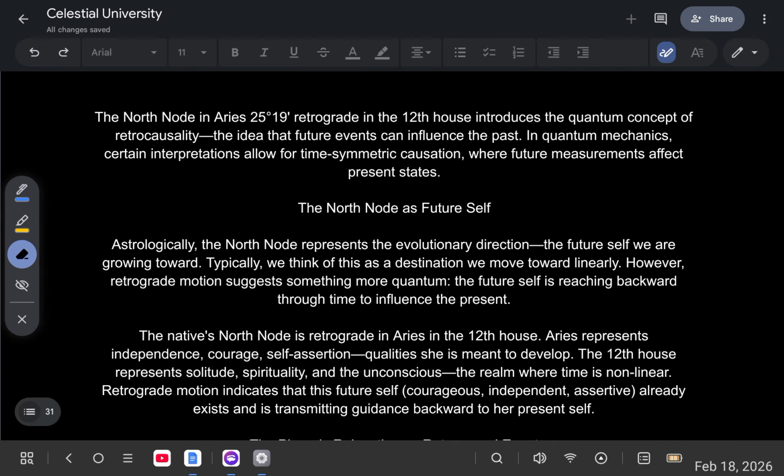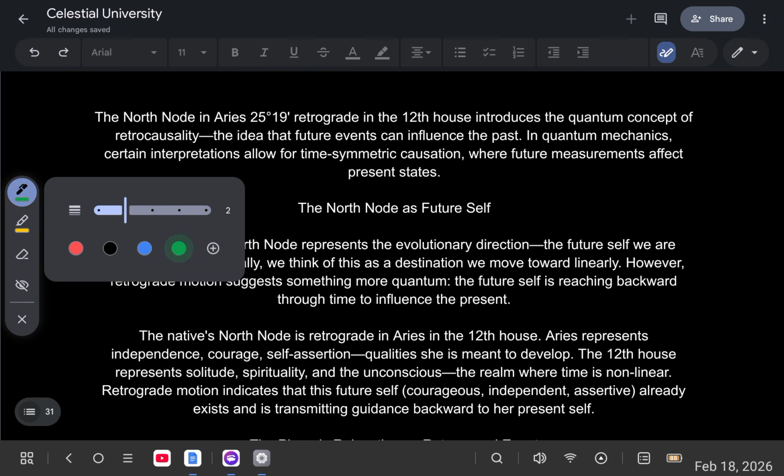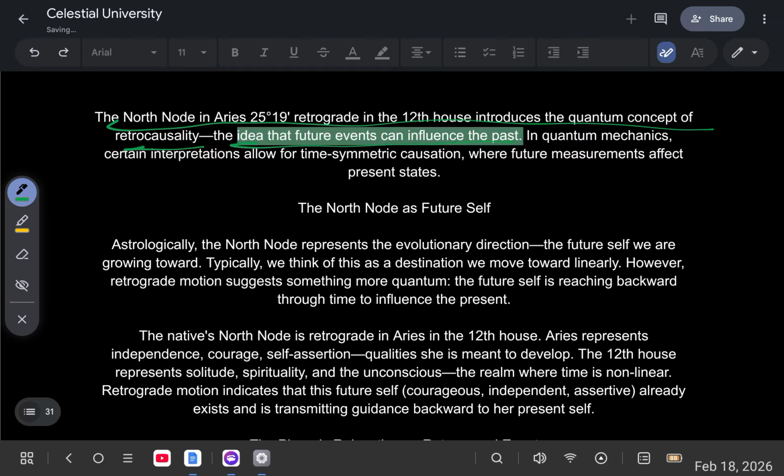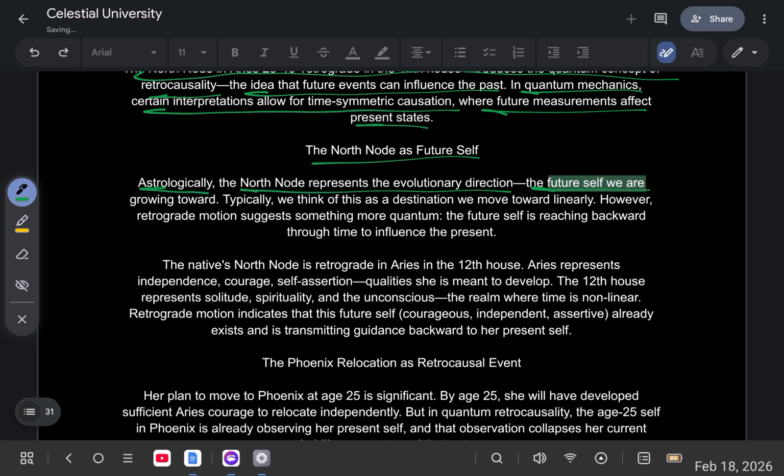So it introduces the quantum concept of retrocausality, the idea that future events can influence the past. Quantum mechanics, certain interpretations allow for time-symmetric causation, where future measurements affect present states. And of course, we look at the North Node as the future self. So astrologically, Rahu represents the evolutionary direction, the future self we are growing towards. Typically, we think of this as a destination we move toward linearly. However, retrograde motion suggests something more quantum. The future self is reaching backward through time to influence the present.